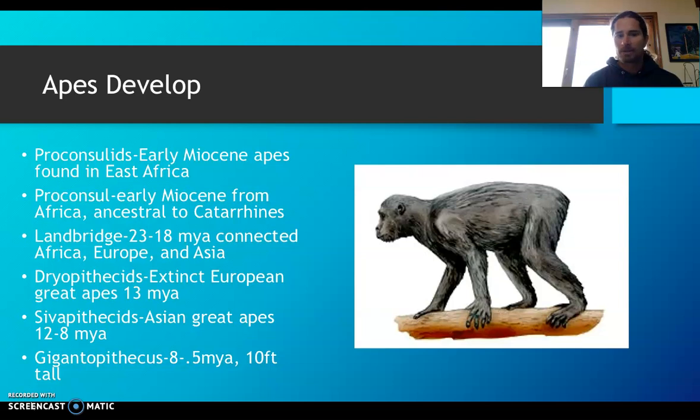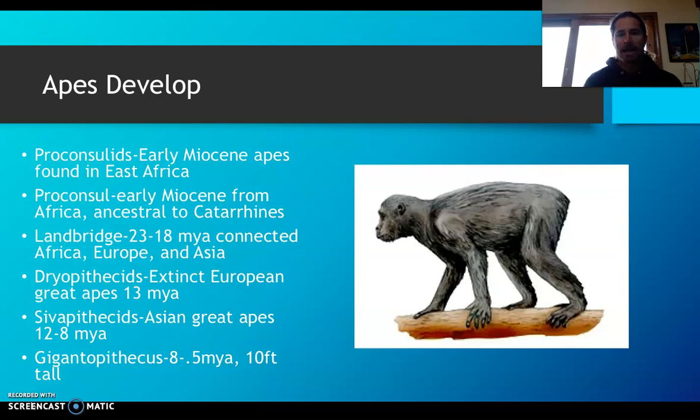Dryopithecids are extinct European great apes from 13 million years ago. And again, what happens in Europe is that the big forested areas start to dry up. They don't have as much food. And then there's another theory that essentially the apes migrate back from Europe into Africa because Africa becomes more forested again. I messed that one up.